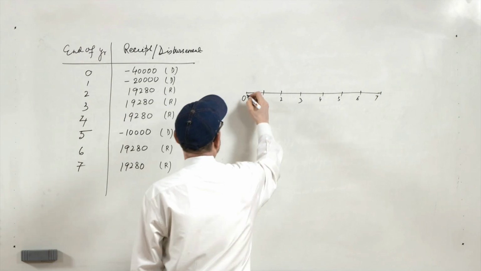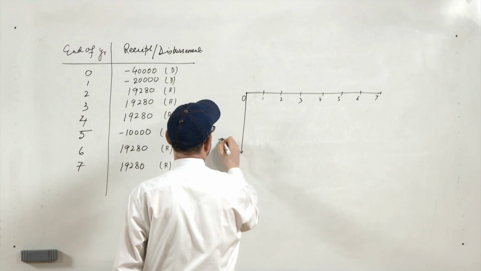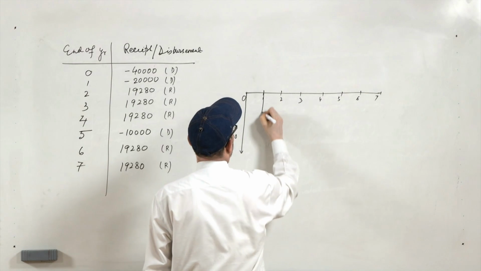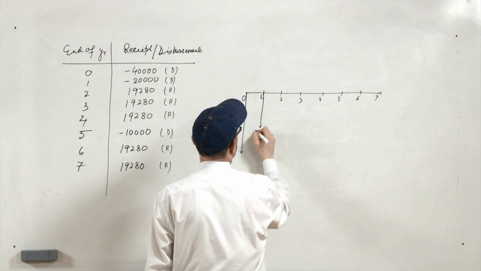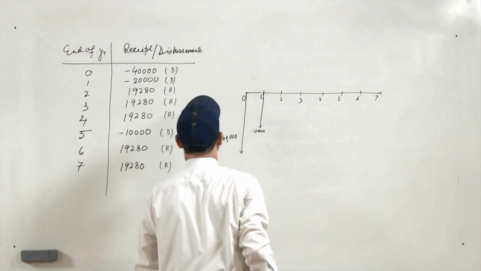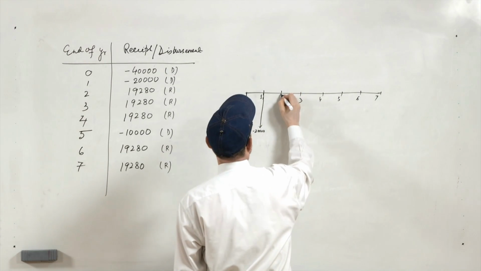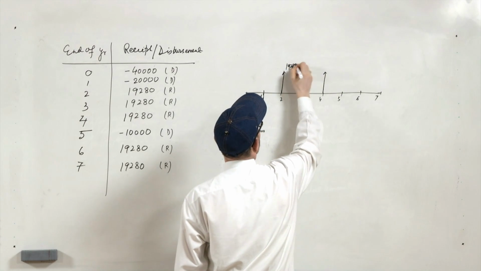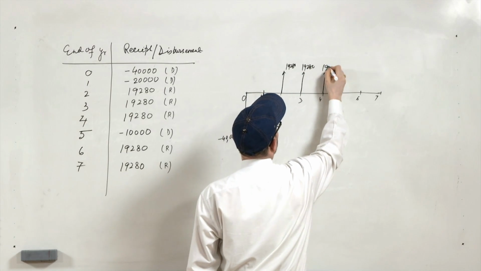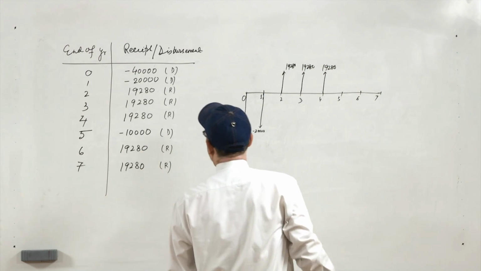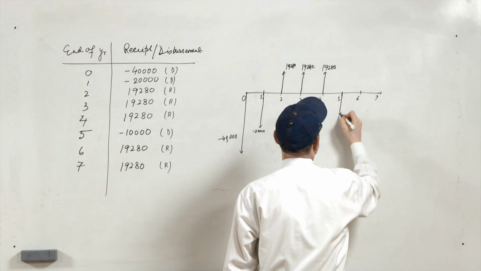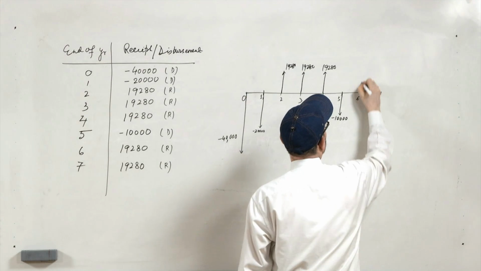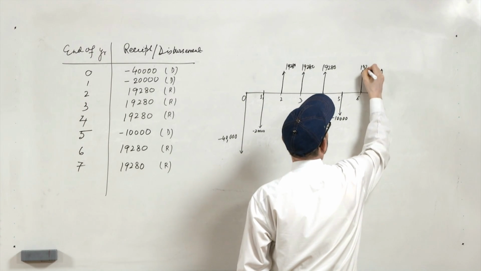Now, in this you have minus 40,000, minus 20,000, then at 2, 3 and 4 you have 1980, at 5 it is again minus 10,000, this is 1980 and this is also 1980.